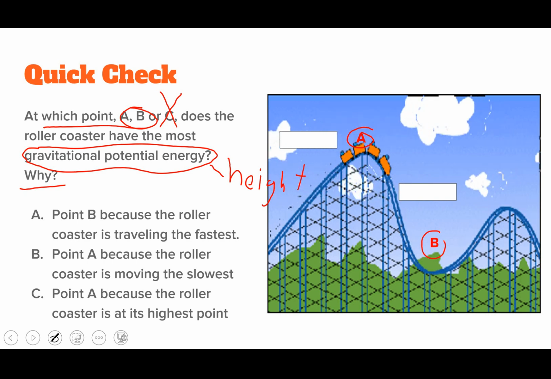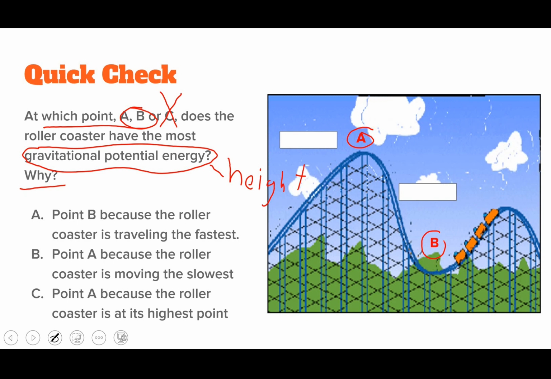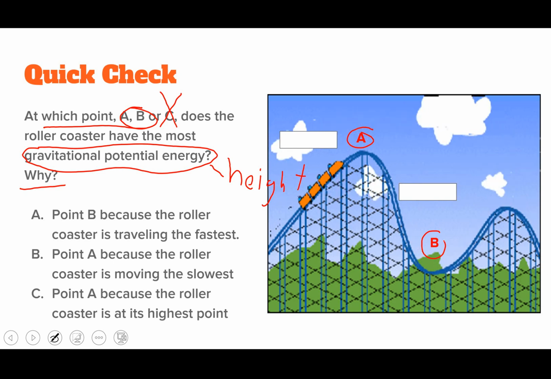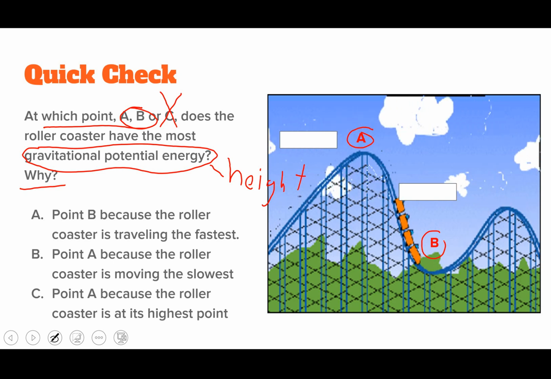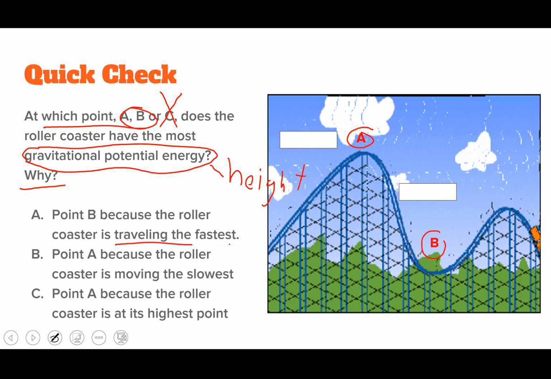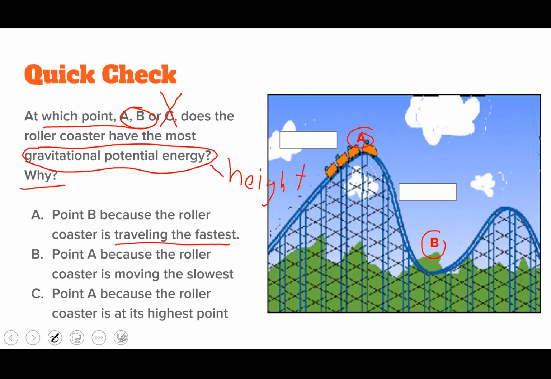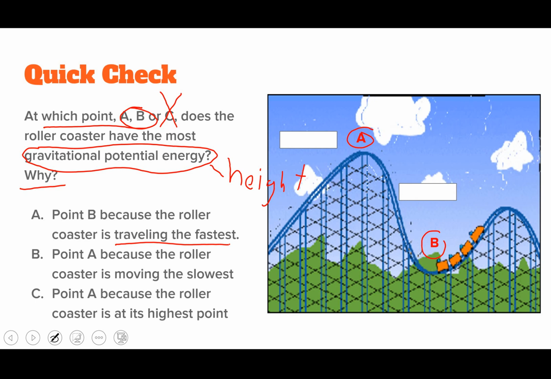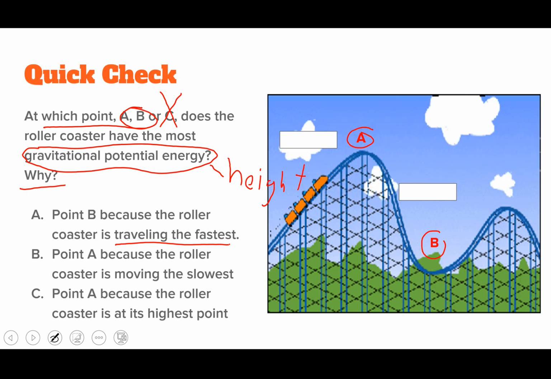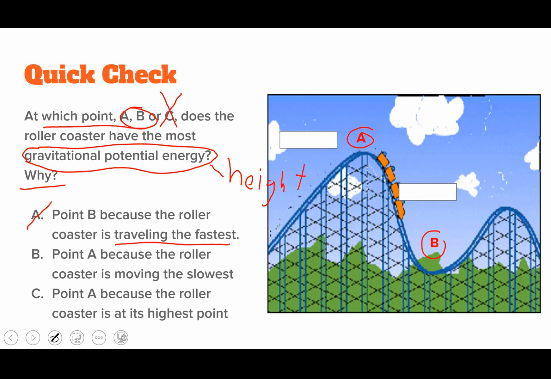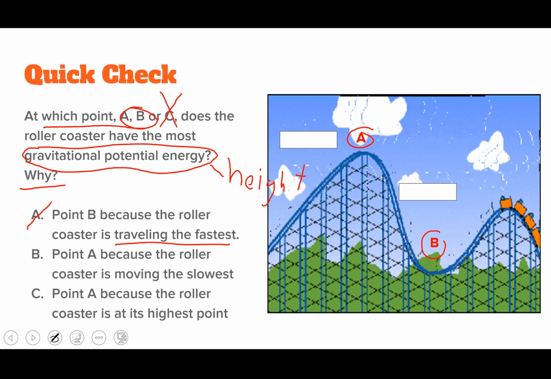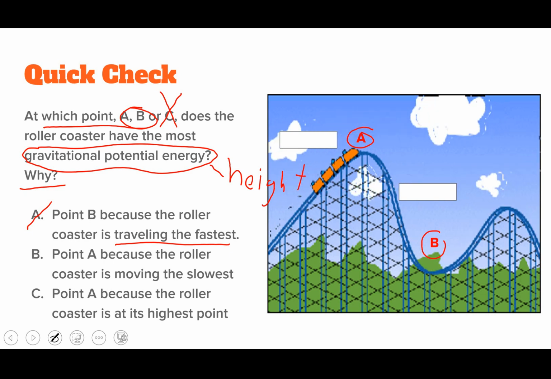Well, let's go through answer choice A. Point B, because the roller coaster is traveling the fastest. Traveling the fastest, did that have anything to do with the amount of potential energy it has? Because remember, potential energy is stored. If it's moving, that's not potential energy. So we can slash that one.